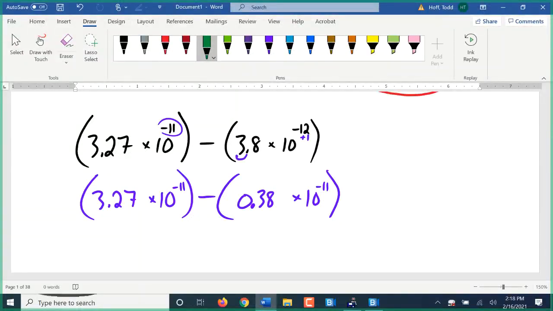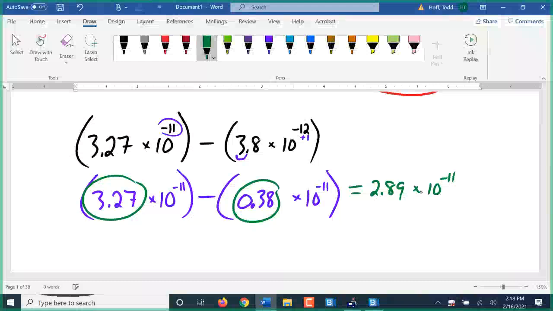And now we subtract. We combine counts. 3.27 minus 0.38. Oh, what is that? 2.89, I believe. Times. Didn't you say the number got larger? The number got smaller. It went from 3.8 to 0.38. So the power has to get larger. It went from negative 12 up to a negative 11. Okay, my bad. Confusing there. Negative 12 plus 1 does give you a negative 11.